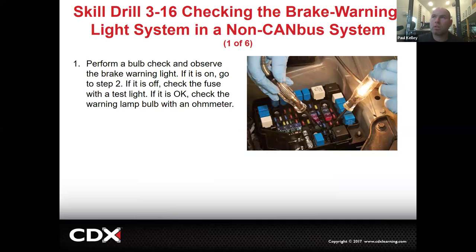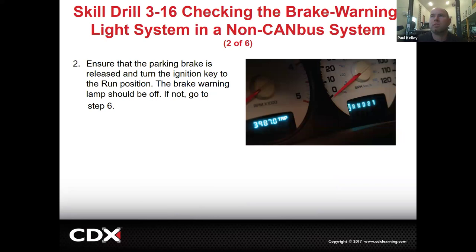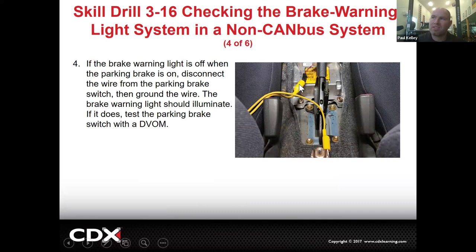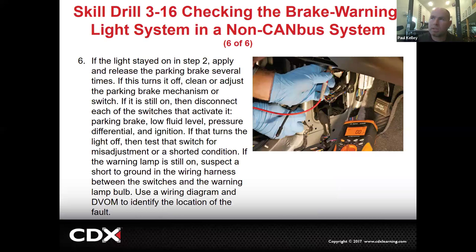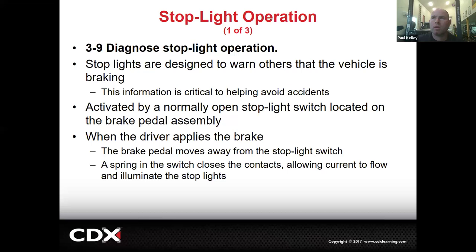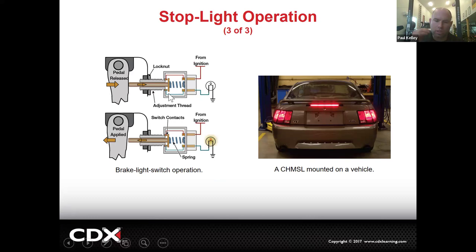This is back to non-CAN bus, seeing test lights, looking like chopsticks, and checking it out, right? If you had an issue, you may even jumper something to ground to test if ground is good. You can measure for resistance, etc. Not a big deal. Stoplight operation is going to be very similar. The main difference is we're dealing more with the brake light switch, which you guys know is typically mounted on the pedal. So if your brakes are released, it's an open circuit. If your brakes are applied, it's a closed circuit.